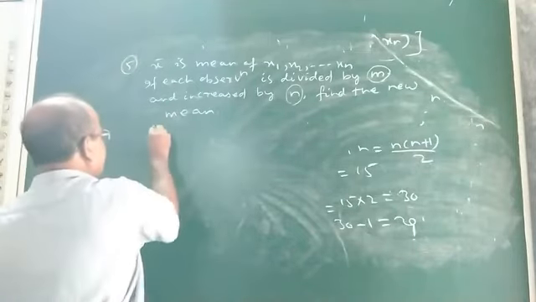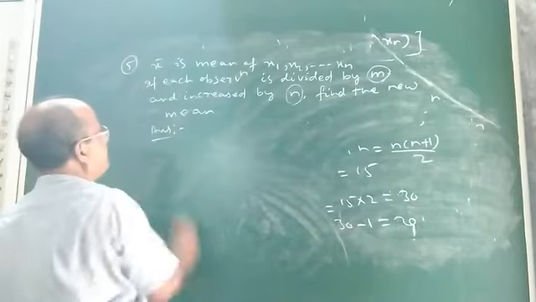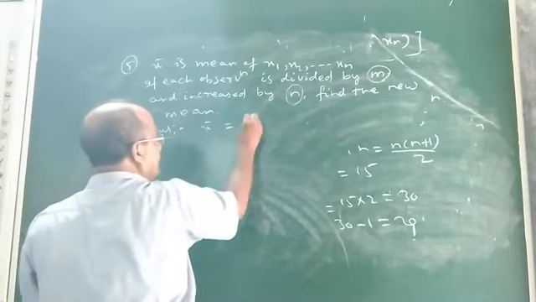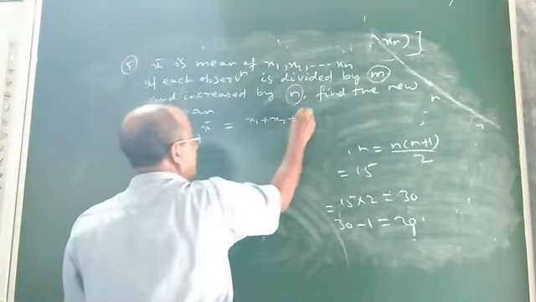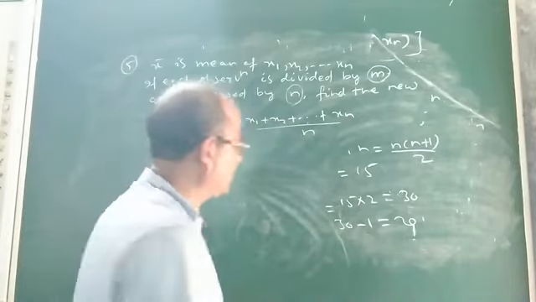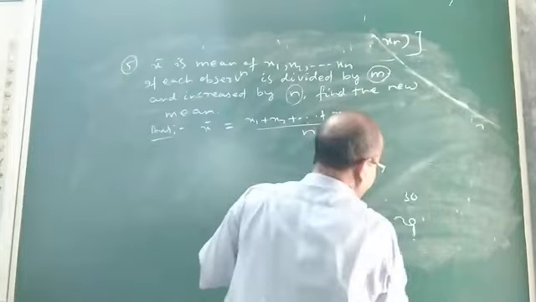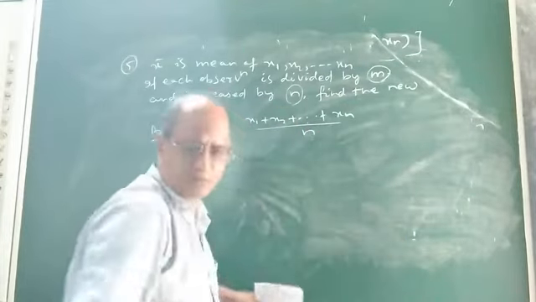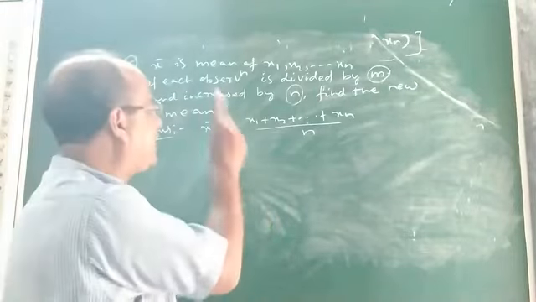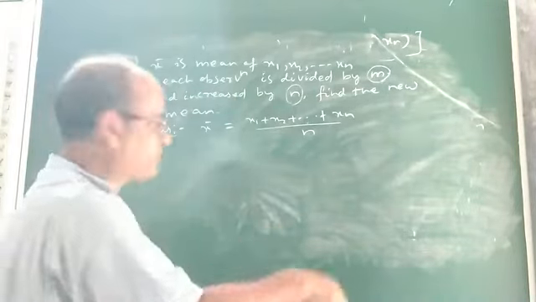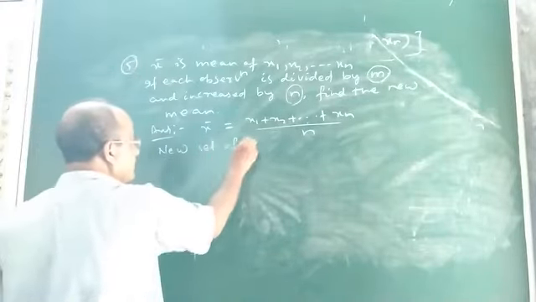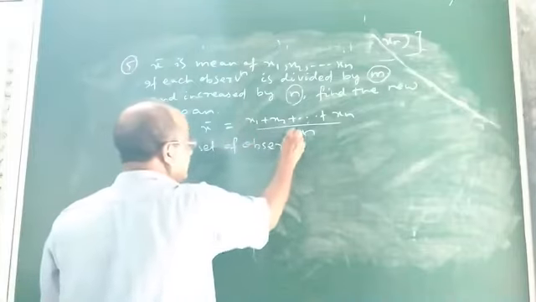So how to solve this? Let us see. This is a very interesting as well as important question. You are given x bar is the mean. So first you find the mean. x bar will be equal to x1 plus x2 plus up to xn divided by n. Next, what will be our next step? Now each observation is divided by m and increased by n. So what is the new set of observations?